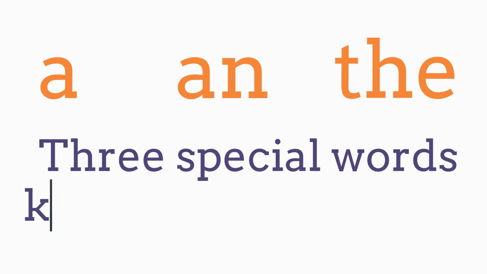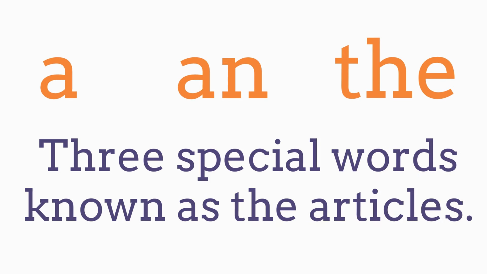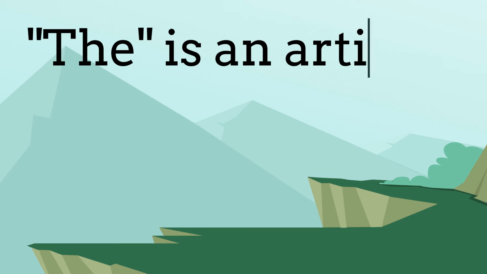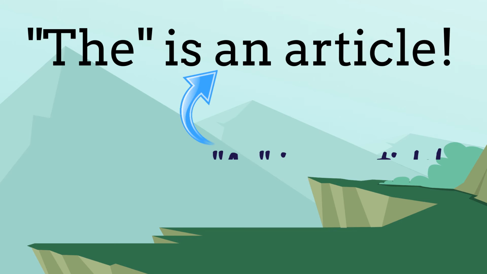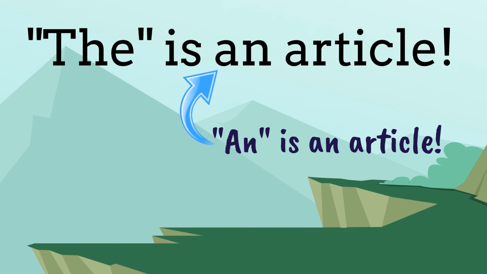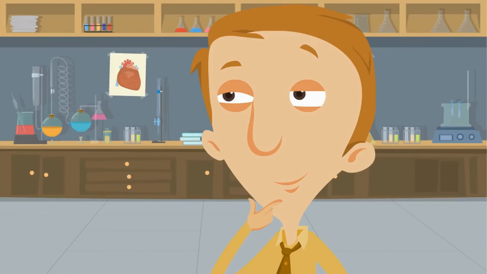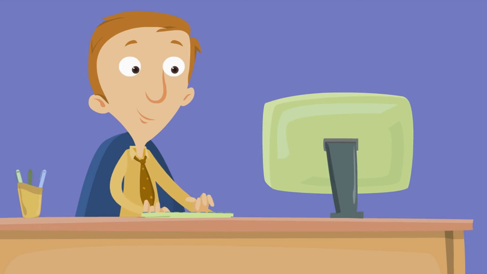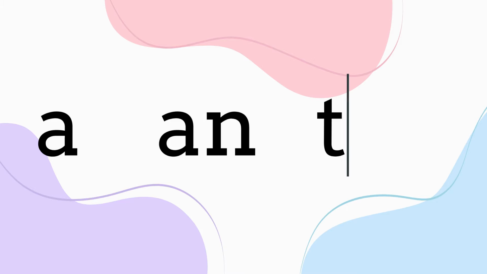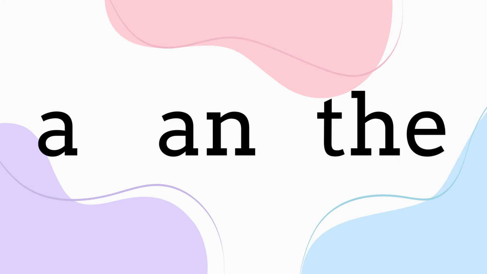Three special words known as the articles. Wait, the is an article. Wait, an is an article. Articles are all around us. We are surrounded by articles. These three special words. A, an, the.